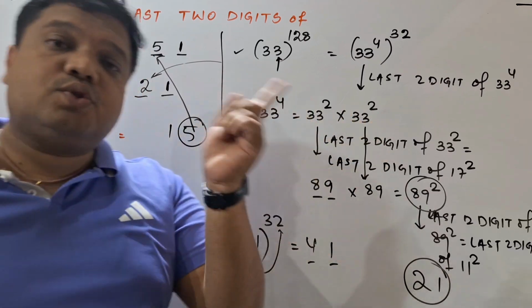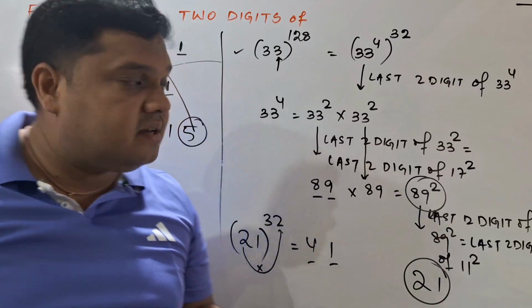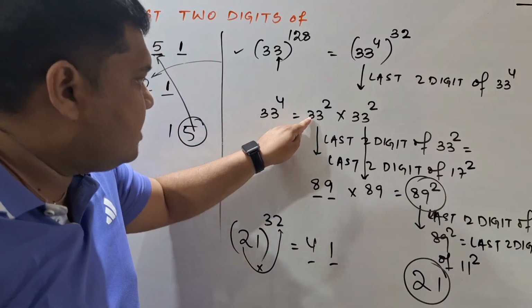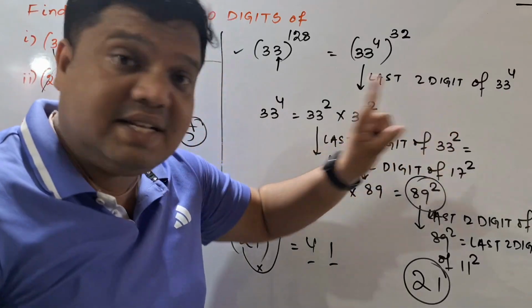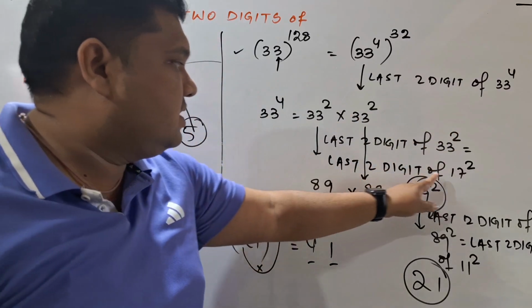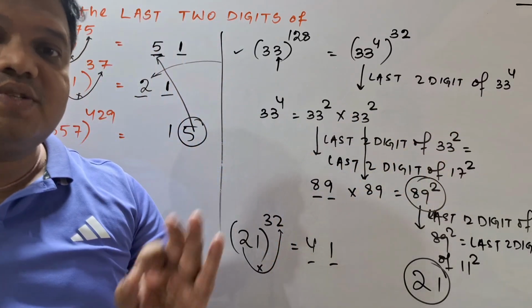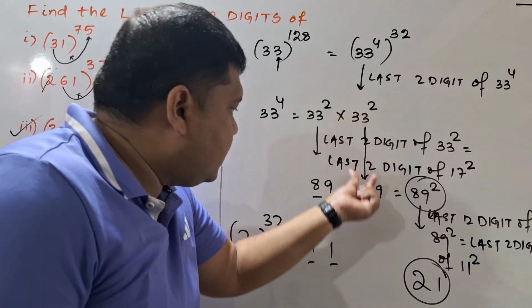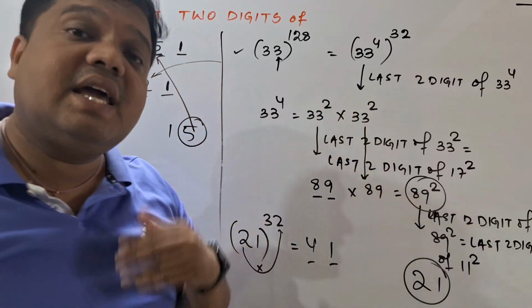Now 33 is close to 50, the gap is how much? 17. So what is the last two digits of 33 squared? The last two digits of 33 squared are the same as the last two digits of 17 squared. 17 squared is 289, so write 89.